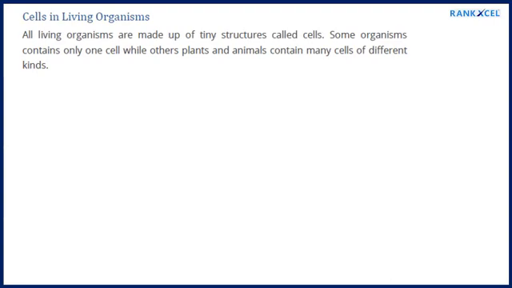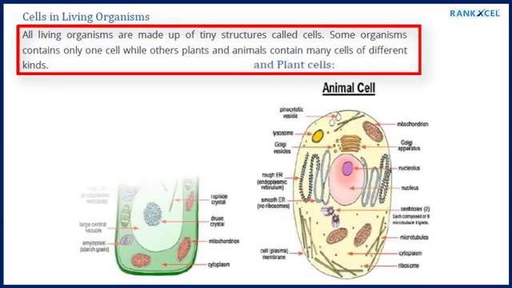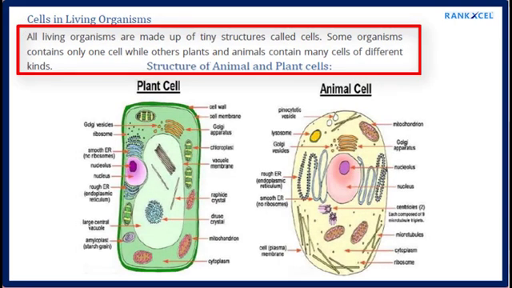Cells in living organisms. All living organisms are made up of tiny structures called cells. Some organisms contain only one cell while others, plants and animals, contain many cells of different kinds.